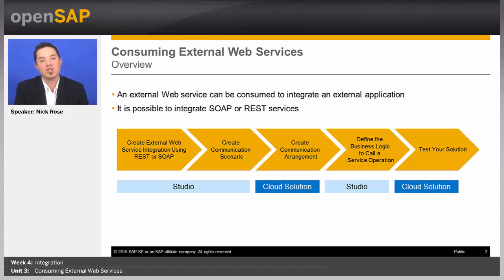Based on that scenario, we can go ahead and create a communication arrangement, which is basically the actual definition in SAP Business ByDesign of: I intend to integrate with this external system through these particular interfaces, or vice versa, and here are the credentials for those and the endpoints. It actually sets up the real connection in place.